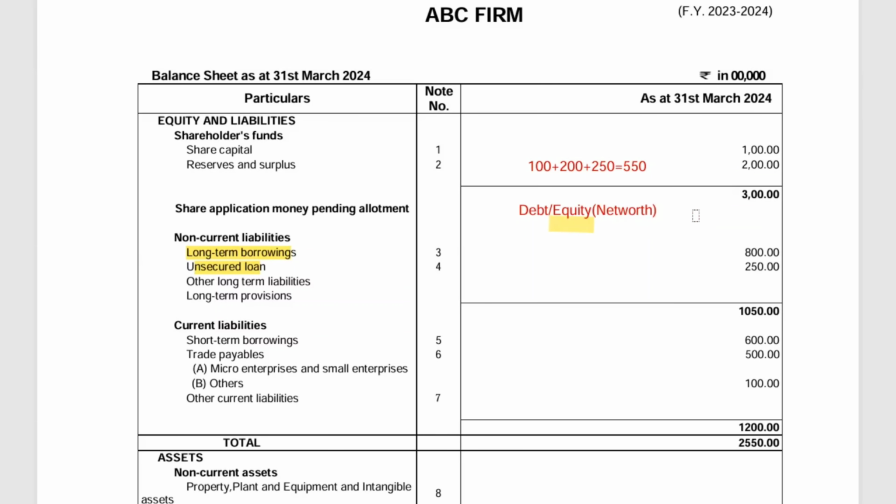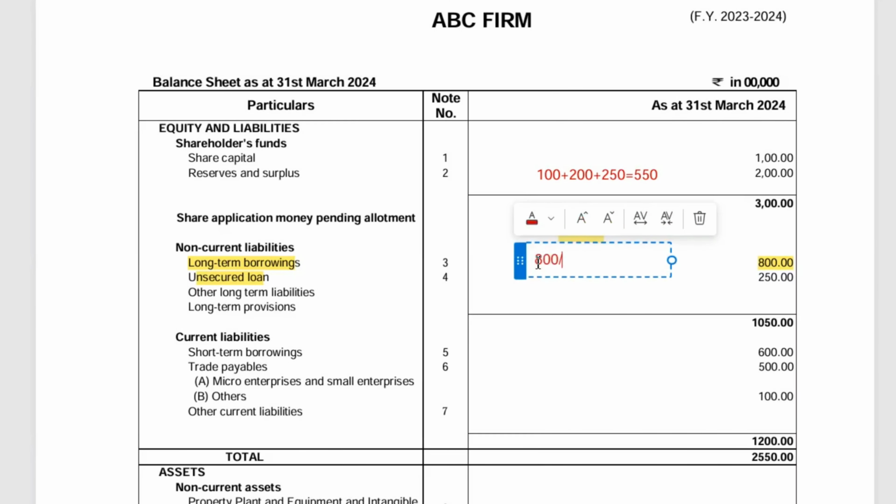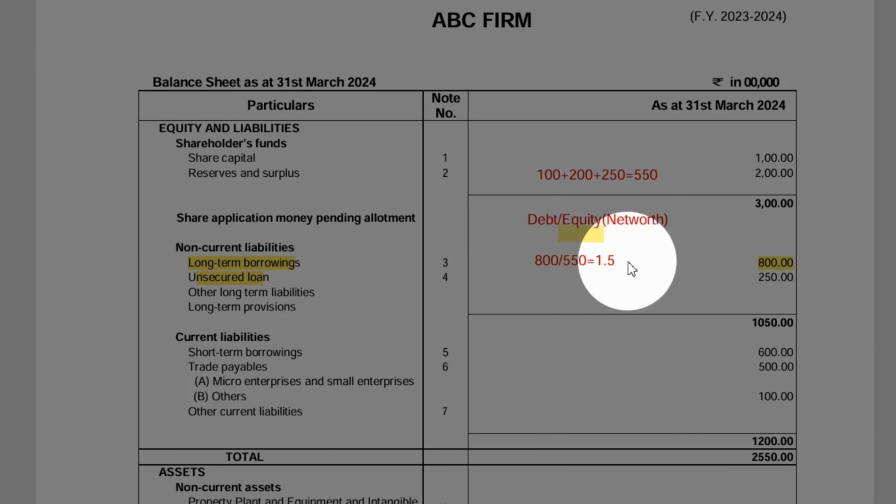Part of net worth, so we are not going to consider it as debt of the firm. Now we have 8 crore, that is the long term debt. So now we have the value of debt and equity, so we can calculate the value of debt equity ratio by putting the value in the formula. So here we get the value of debt equity ratio.